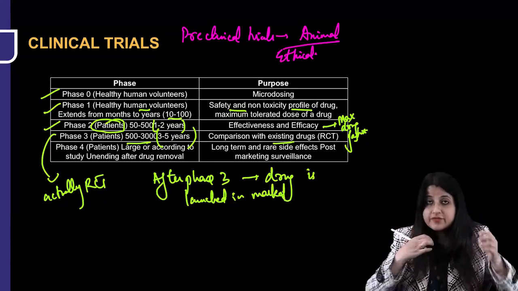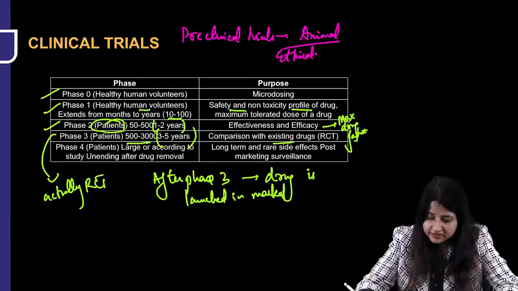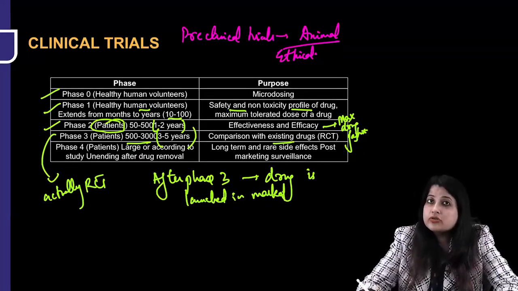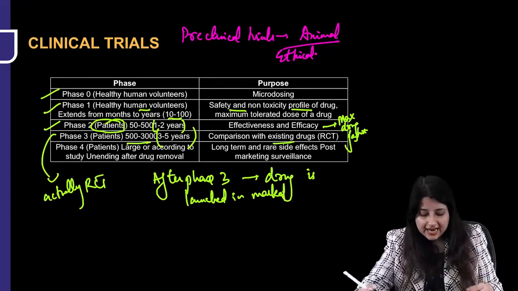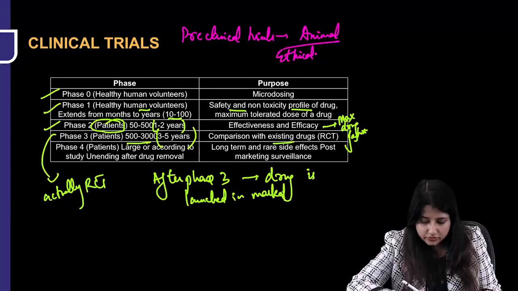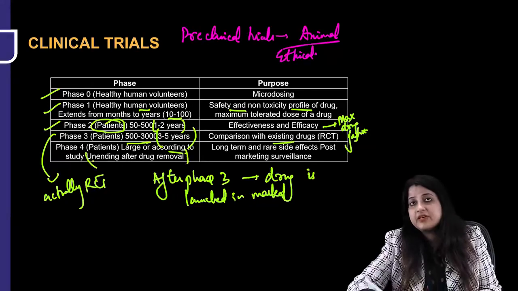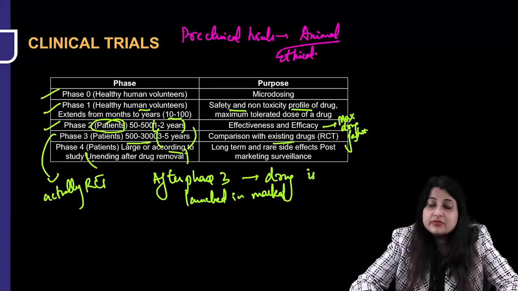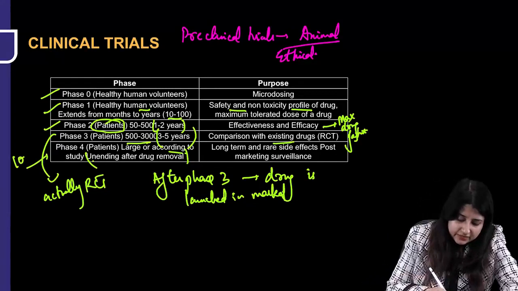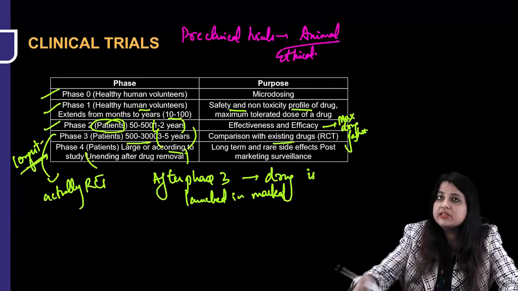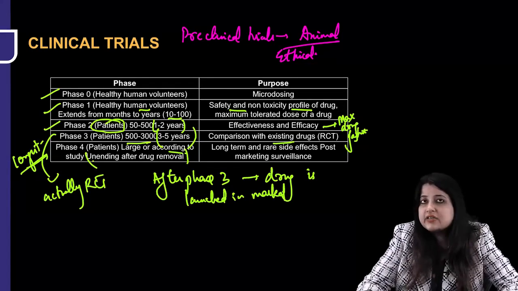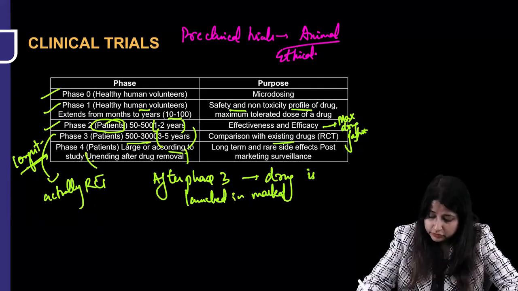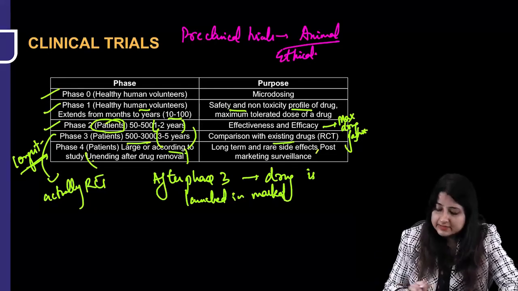And what is phase 4? Phase 4 is post-marketing surveillance. Once the drug is launched, we should keep monitoring for any long-term or rare side effects. Ideally, phase 4 is also done in patients, in large numbers or according to the study. It is unending until drug removal. It is the longest phase. It should actually continue till the drug is in the market, but we don't have funding for so long, so it is actually continued for 10 to 25 years. So it is post-marketing surveillance.